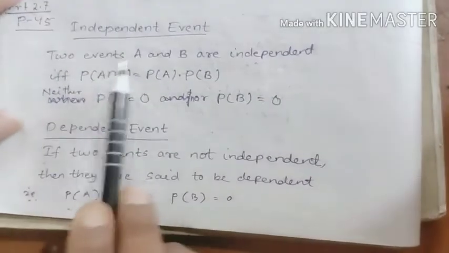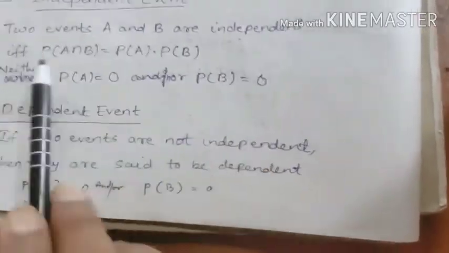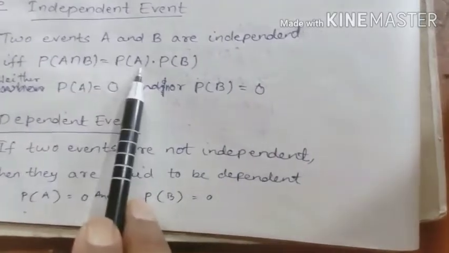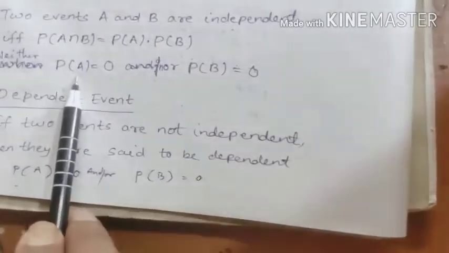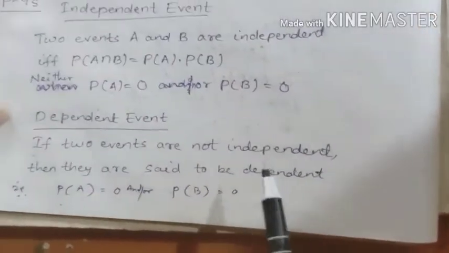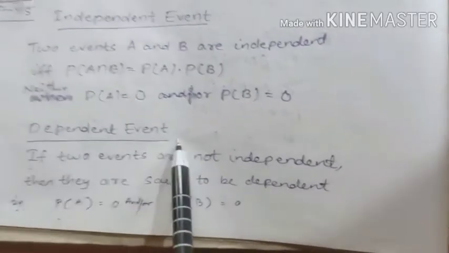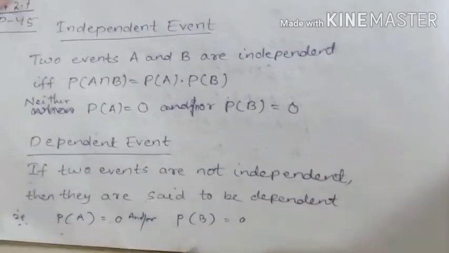Next one, the independent events. If A and B are independent, it means P(A ∩ B) = P(A) × P(B), where neither P(A) equals 0 nor P(B) equals 0. Dependent events means P(A ∩ B) is not equal to P(A) × P(B).